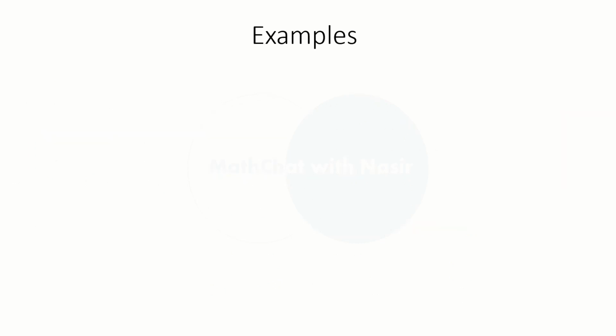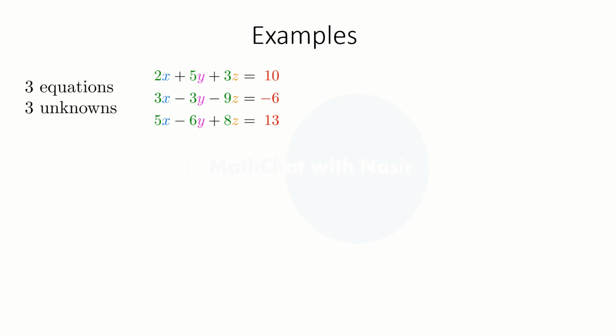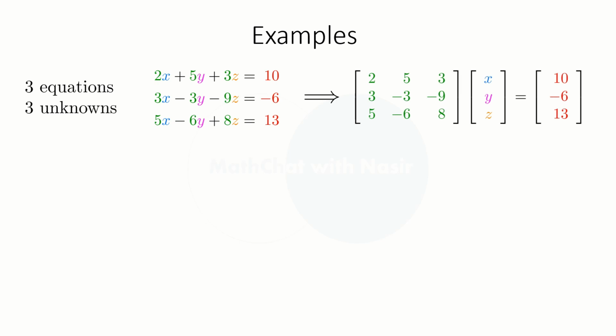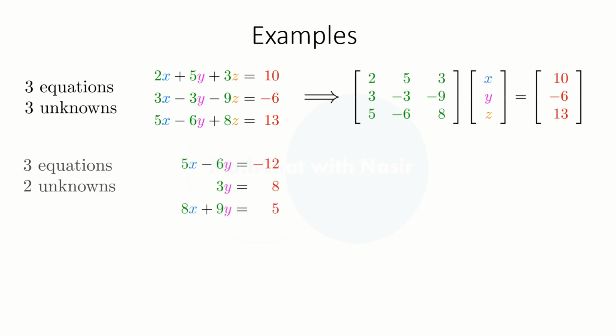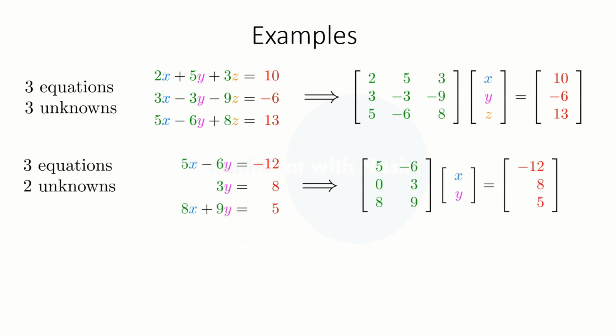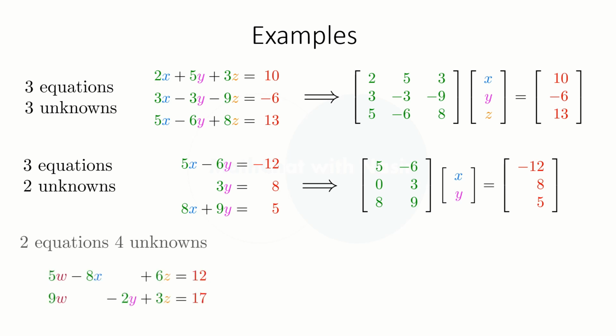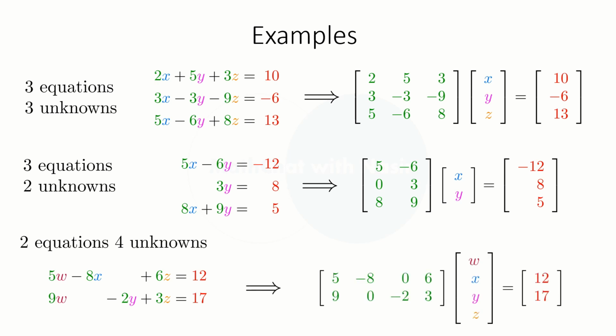Let's look at some examples of linear equations and the associated matrix forms. This system of linear equations has 3 equations and 3 unknowns, and this is the associated matrix form. 3 equations, 2 unknowns and the associated matrix form. The system of linear equations with 2 equations and 4 unknowns has this matrix form.